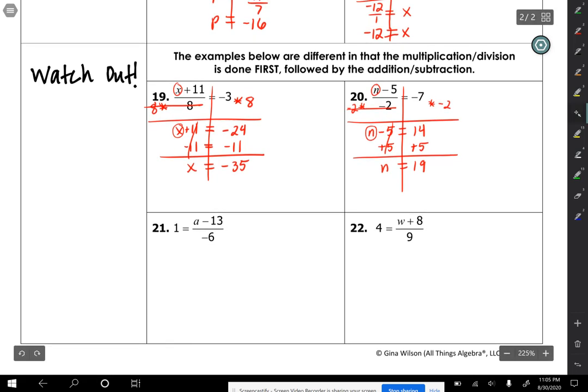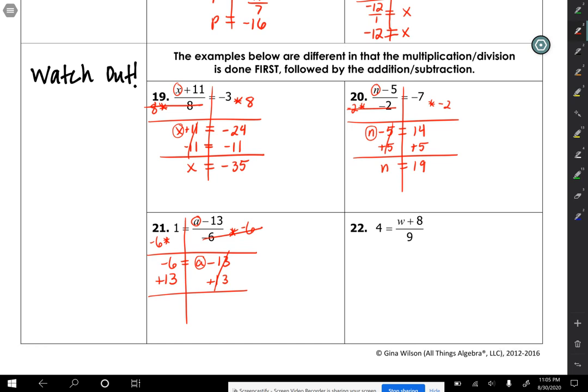All right, last two examples. 1 equals a minus 13 divided by 6. I need to multiply by negative 6 on both sides for this one. Negative 6 times 1 is negative 6 equals a minus 13 because those cancel out. Still solving for the a. I need to add 13 to both sides because that's the opposite of subtracting 13 here. Negative 6 plus 13 is positive 7 equals a.